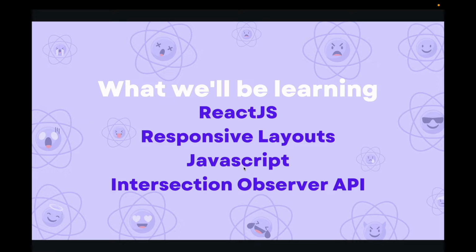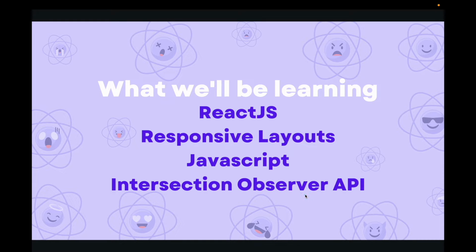Obviously React is based on JavaScript, so JavaScript will be used. And finally, the Intersection Observer API. This is not some external API. We are not going to sign up anywhere. It's your browser's API that it provides you by default. So it's going to be fun.